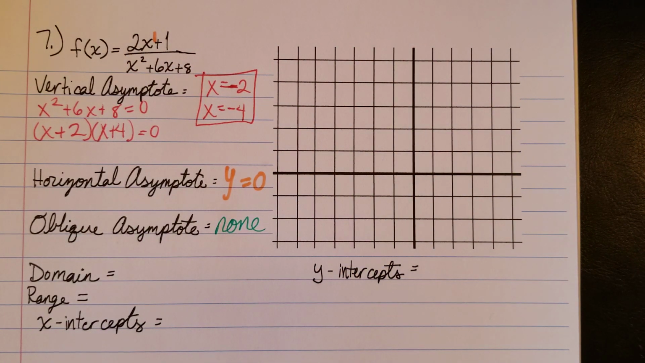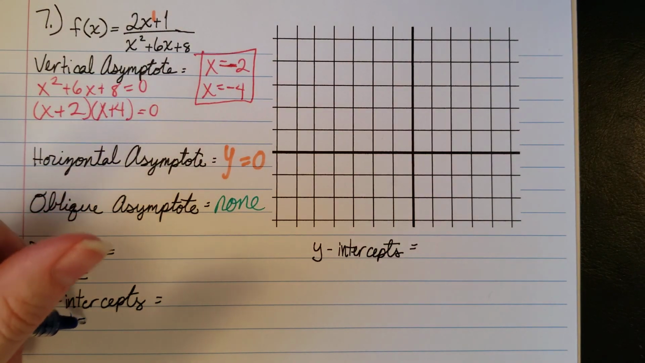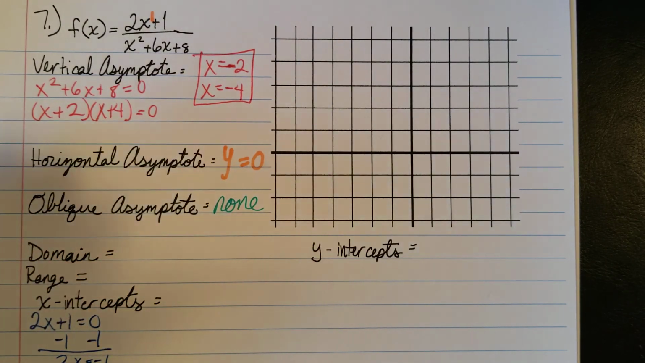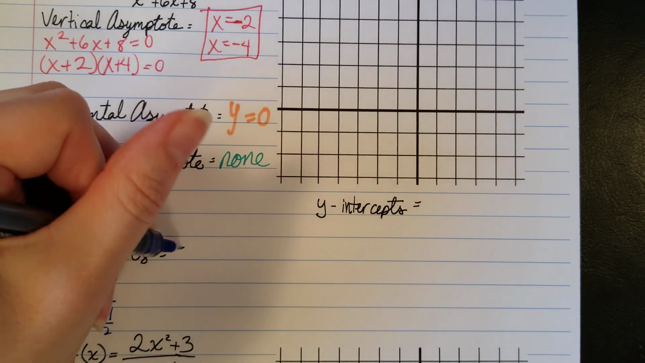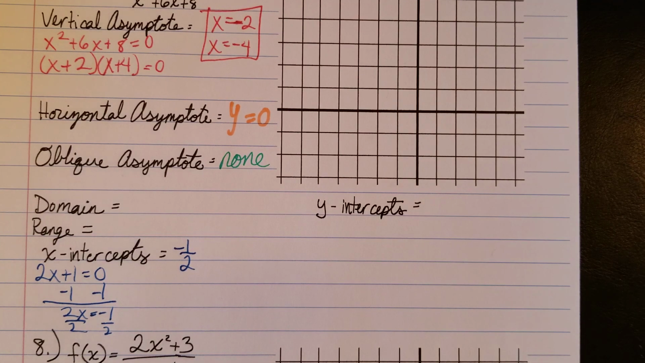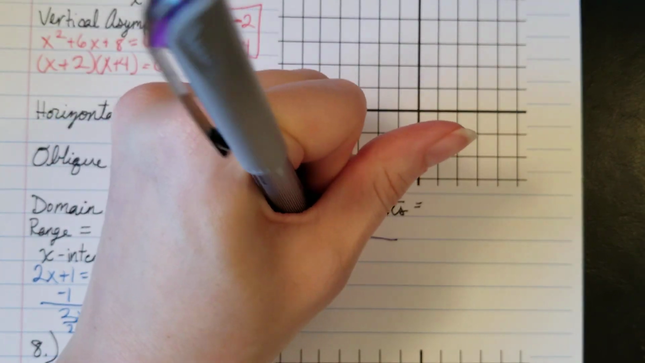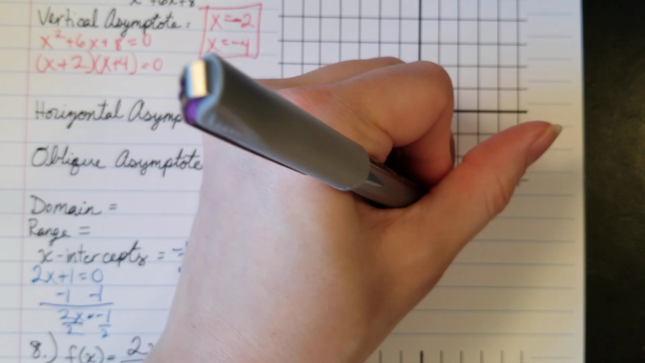For x-intercepts, we'll set the numerator equal to 0. So 2x plus 1 equals 0. Subtract 1 from both sides. 2x equals negative 1. Divide both sides by 2. So negative 1/2 is the x-intercept. And then for the y-intercept, plug in 0 for x. So 2 times 0 plus 1 over 0 squared plus 6 times 0 plus 8. So that equals 1/8.